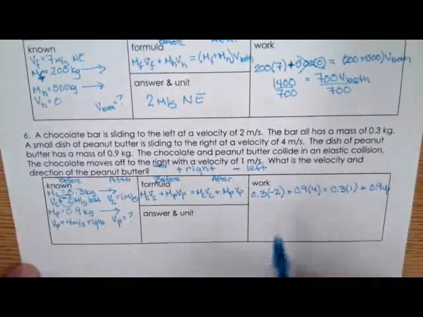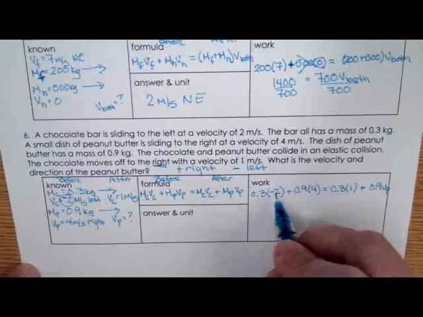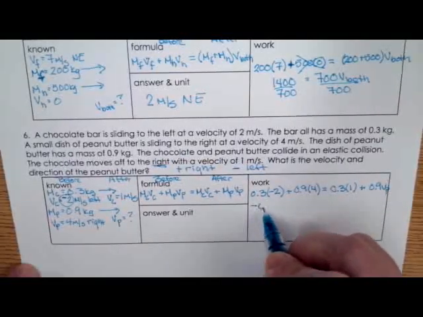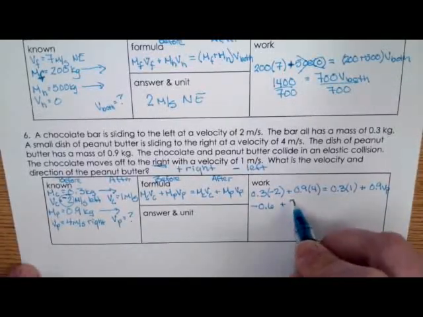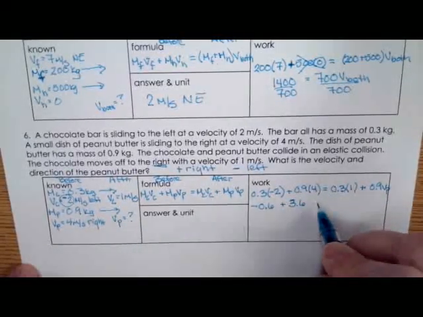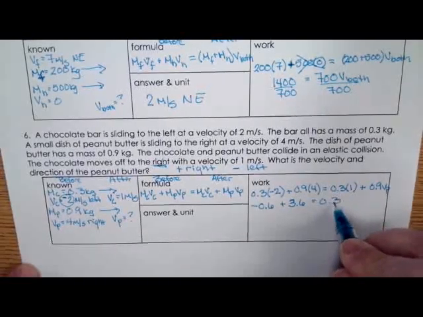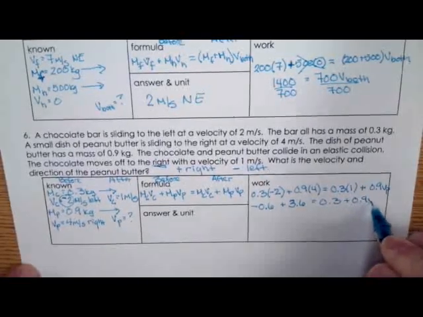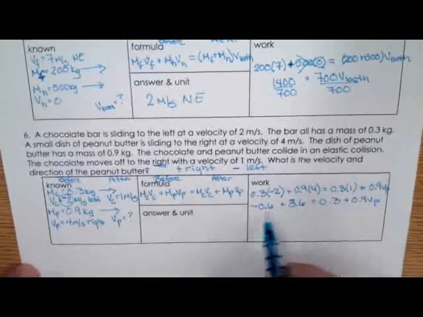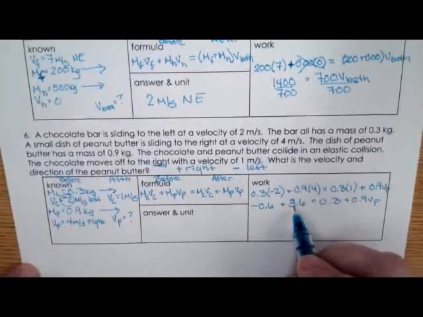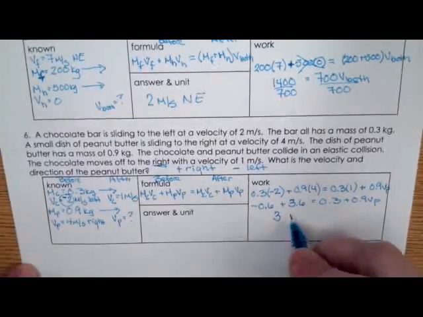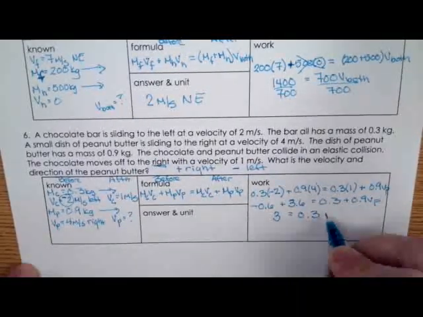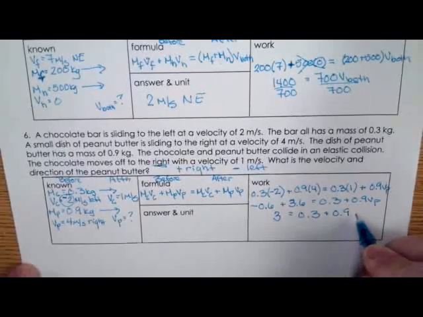So let's simplify this side. So we got 0.3 times -2 is -0.6 plus 0.9 times 4, which is 3.6, equals 0.3 plus 0.9 times the velocity of the peanut butter. Simplify this a little bit more. 3.6 minus 0.6 is 3 equals 0.3 plus 0.9 times the velocity of the peanut butter.